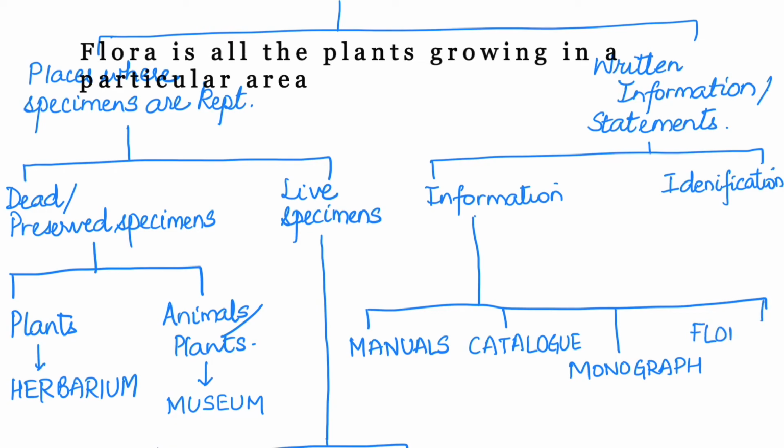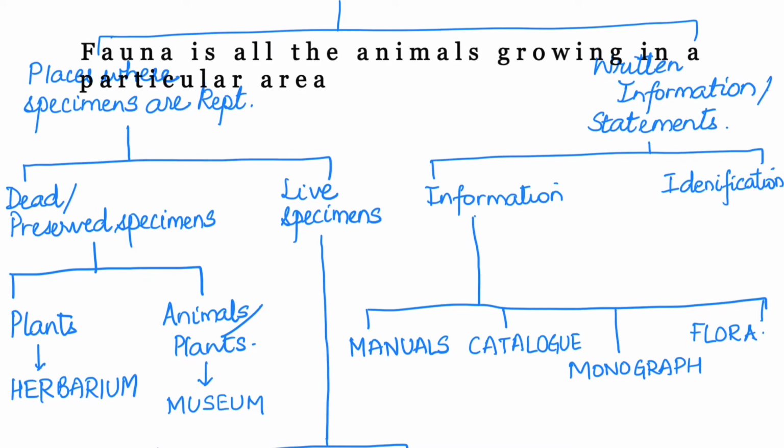And the other is flora. Flora is all the plants that are growing in a particular area. Similarly, we have fauna for all the animals growing in a particular area.